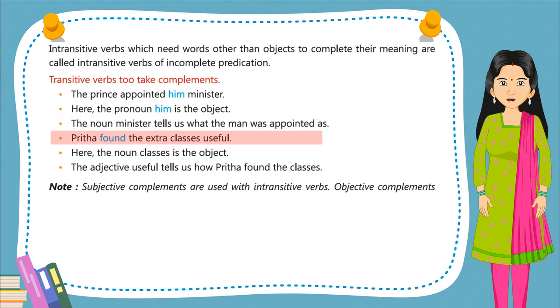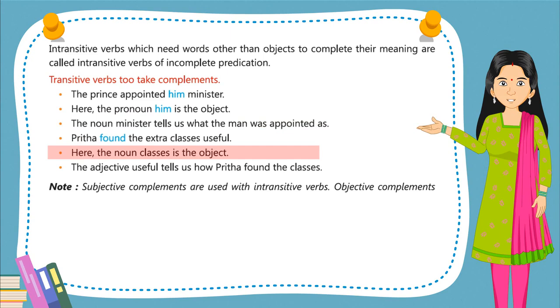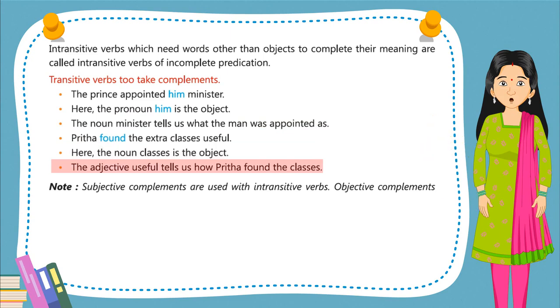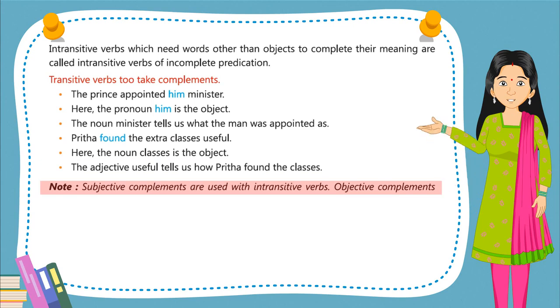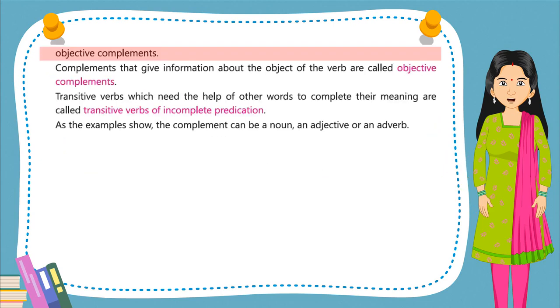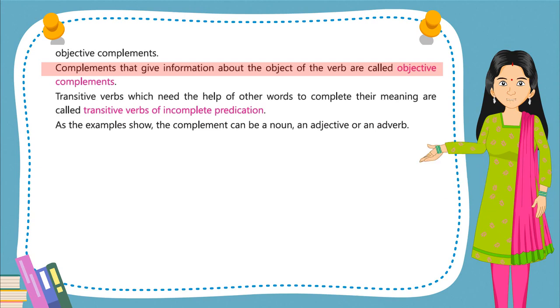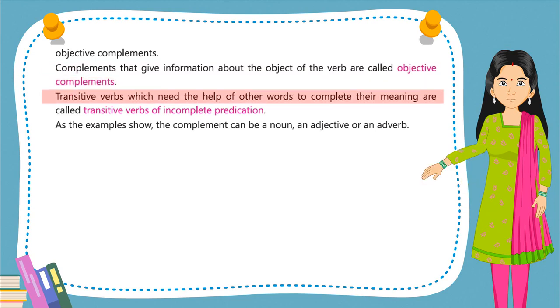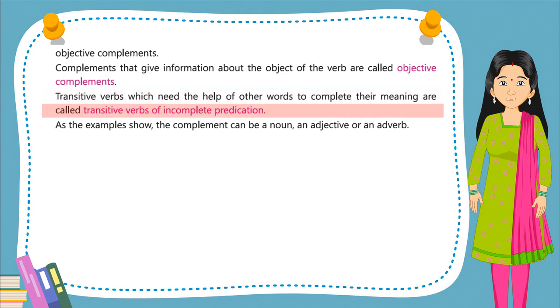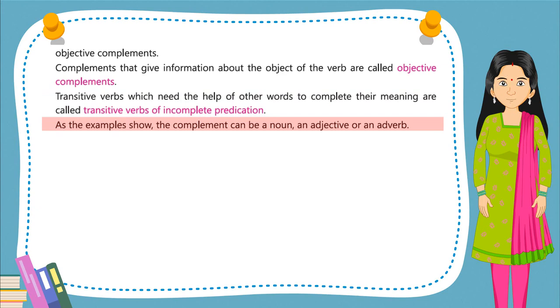2. Preetha found the extra classes useful. Here, the noun classes is the object. The adjective useful tells us how Preetha found the classes. Note, subjective complements are used with intransitive verbs. Objective complements. Complements that give information about the object of the verb are called objective complements. Transitive verbs which need the help of other words to complete their meaning are called transitive verbs of incomplete predication. As the examples show, the complement can be a noun, an adjective or an adverb.